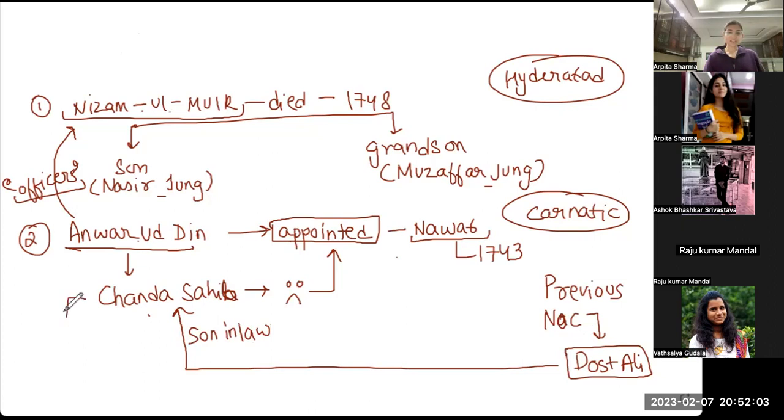Okay. And Chanda Sahib was a friend of or supported by the French. The French used to meet Chanda Sahib, party with Chanda Sahib, have drinks with Chanda Sahib. So French basically provoked Chanda Sahib. Ki, are, Dost Ali was your Sasurji, right? He was your father-in-law. You should become the next Nawab. Why Anwaruddin has been appointed? So Chanda Sahib was not happy with this appointment.